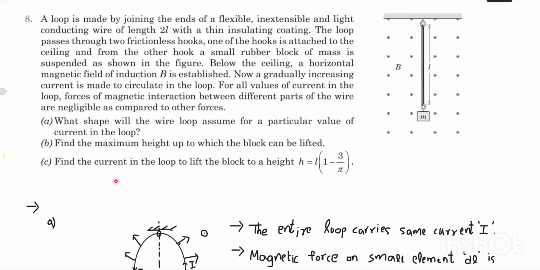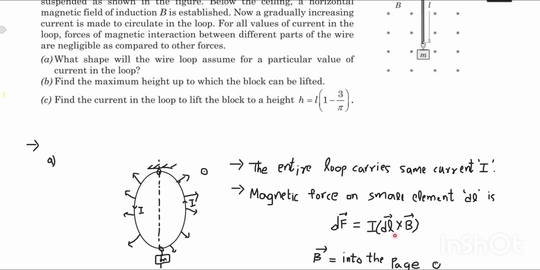Okay, let's think about what's going on. The loop is flexible, so it will adjust its shape under the action of magnetic forces. Whenever current flows through the wire in a magnetic field, it experiences a force given by F equals I times dl cross B. The entire loop carries the same current I because it is flexible and the hooks are frictionless.